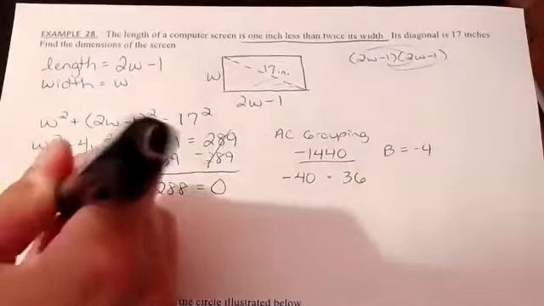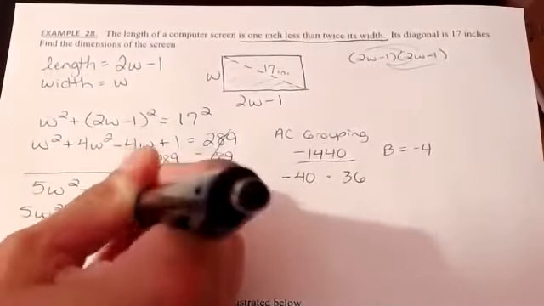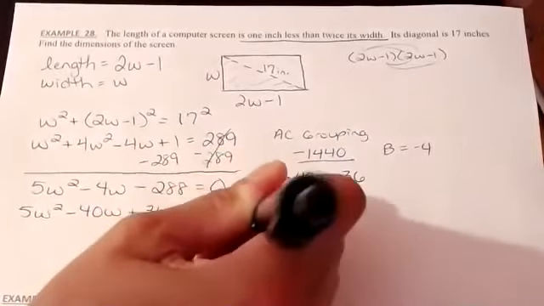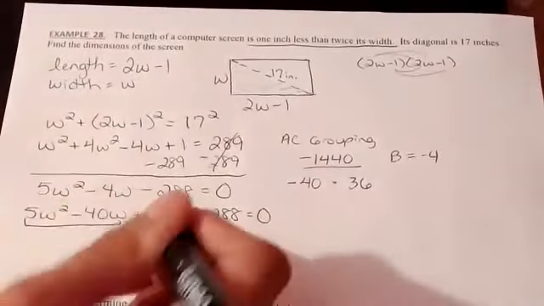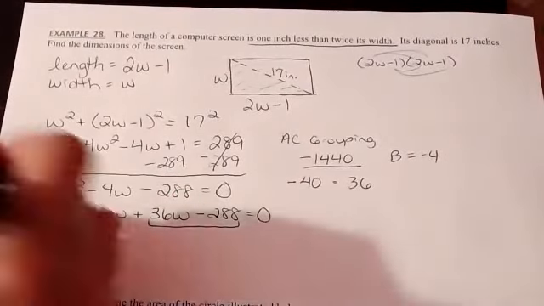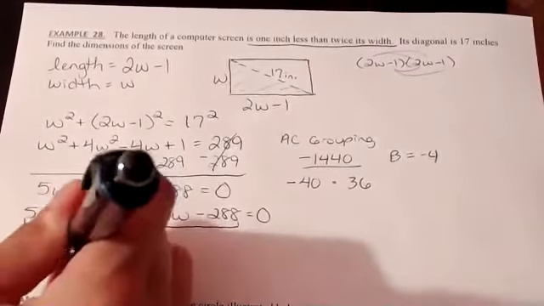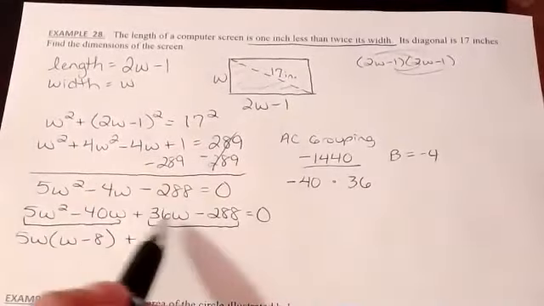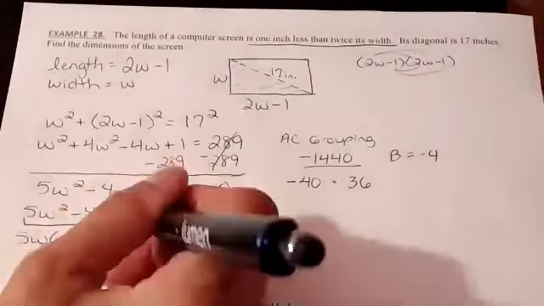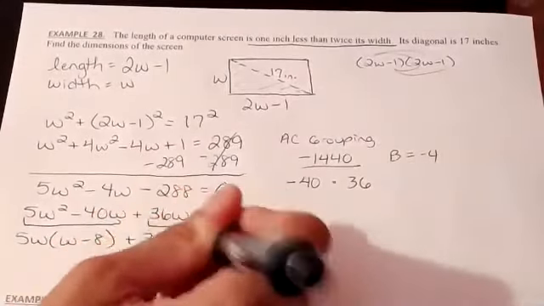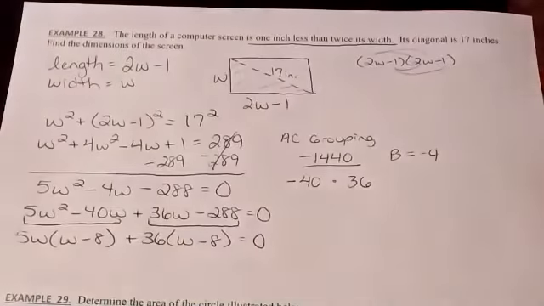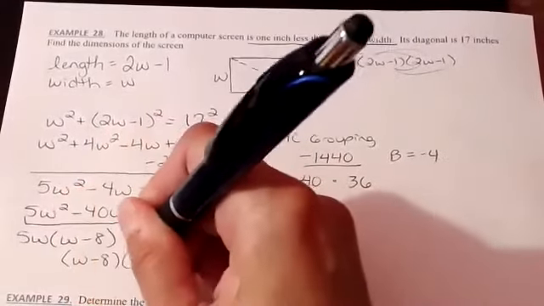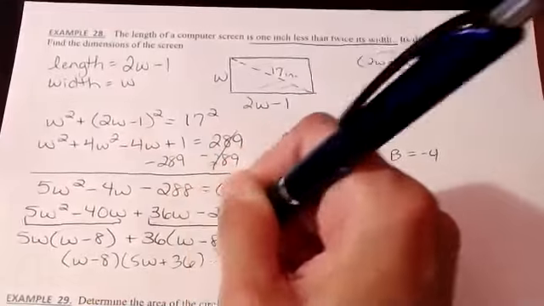So we have 5w squared minus 40w plus 36w minus 288, and that's equal to 0. Let's go ahead and factor by grouping. So we're going to factor out a 5w from the first two. That leaves us with w minus 8. And then from the second two factors, we actually have a GCF of 36. And again, that leaves us with w minus 8. We have that common factor of w minus 8, so let's bring that out. And we have 5w plus 36.